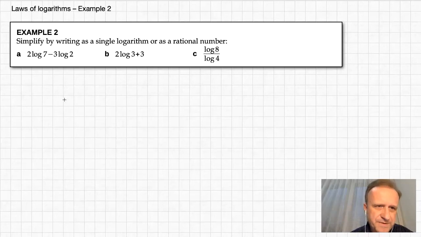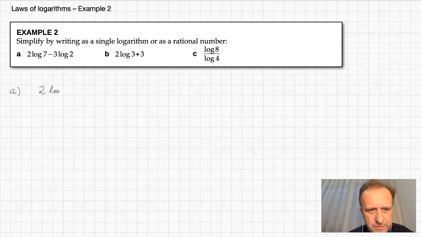Laws of logarithms, example 2. Simplify by writing as a single logarithm or as a rational number. So part A, 2 times logarithm of 7 minus 3 times logarithm of 2. Now let me use the laws of logarithms to transform this to the final form.